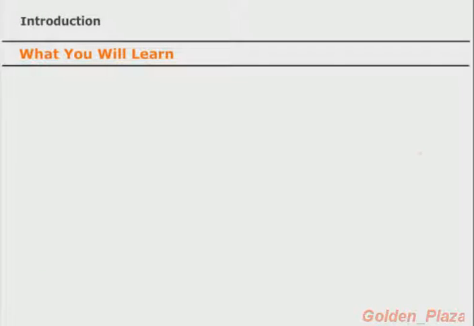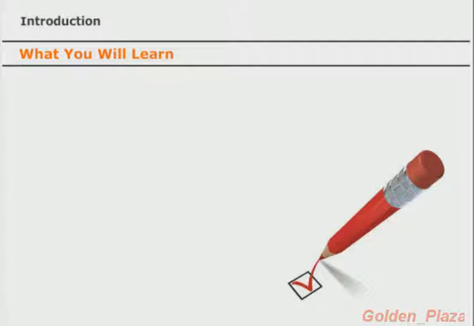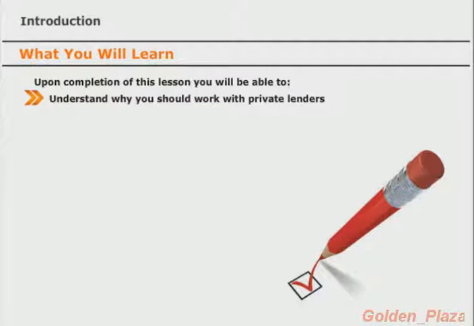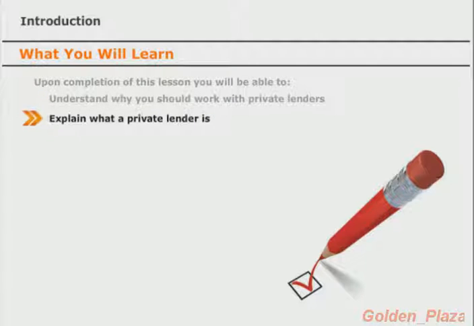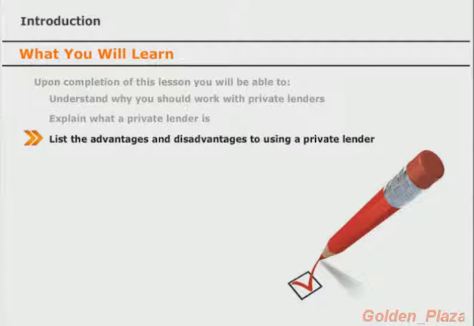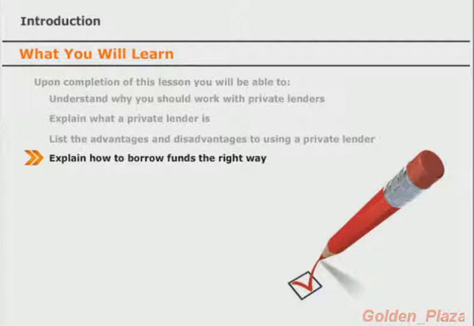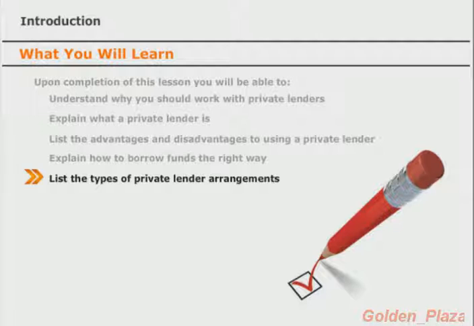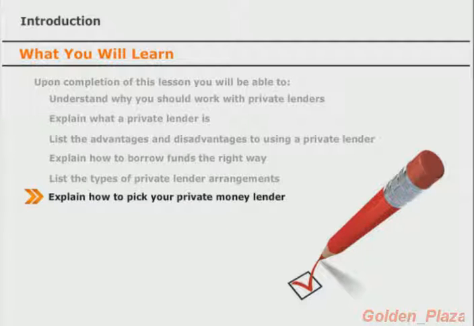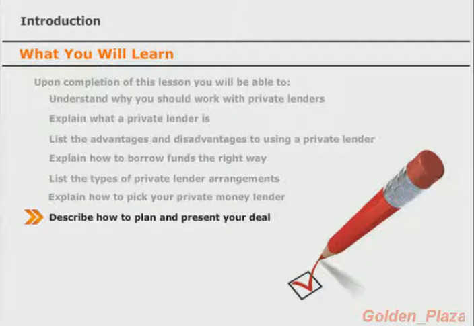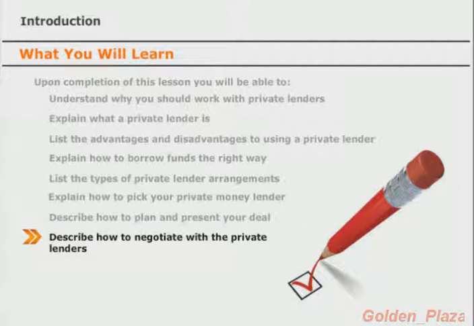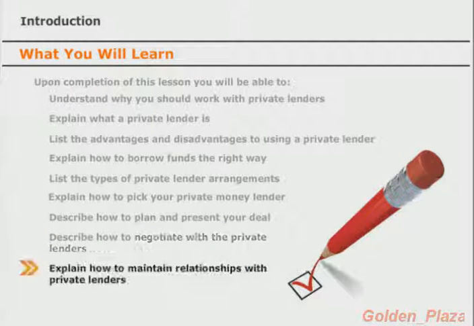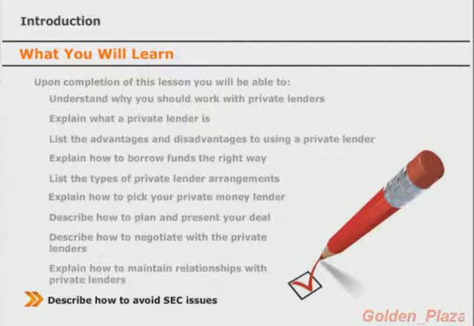After you diligently apply all the principles and concepts in this lesson, you should come away from this lesson knowing the following: understand why you should work with private lenders, explain what a private lender is, list the advantages and disadvantages to using private lenders, explain how to borrow funds the right way, list the types of private lender arrangements, explain how to pick your private lender, describe how to plan and present your deal, describe how to negotiate with the private lenders, explain how to maintain relationships with private lenders, and describe how to avoid SEC issues.